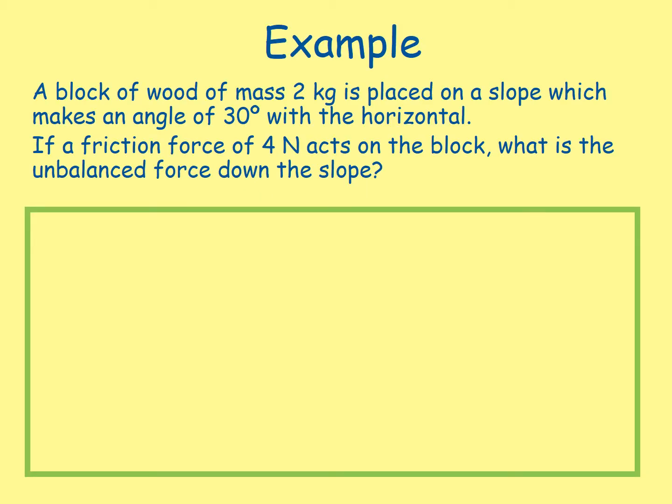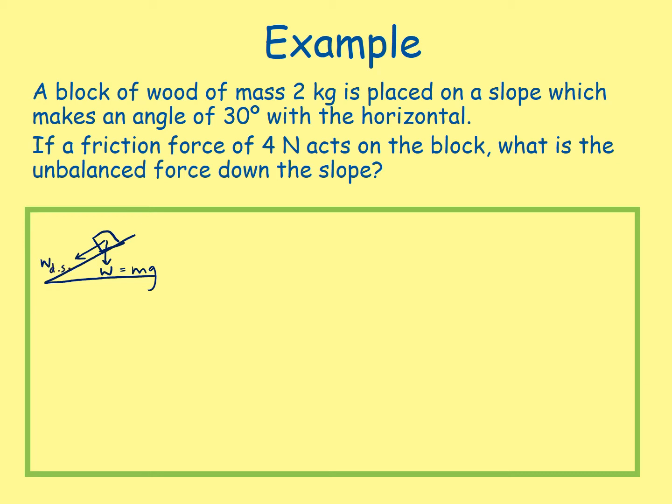A block of wood of mass 2 kilograms is placed on a slope which makes an angle of 30 degrees with the horizontal. If a frictional force of 4 newtons acts on the block, what is the unbalanced force down the slope? Well, let's draw a little diagram first. We have our slope, we have the horizontal, we have our block. We know that the weight acts vertically downwards, so that's our W, and remembering W equals mg. And our component of the weight acting down the slope, let's label that W and then down the slope.